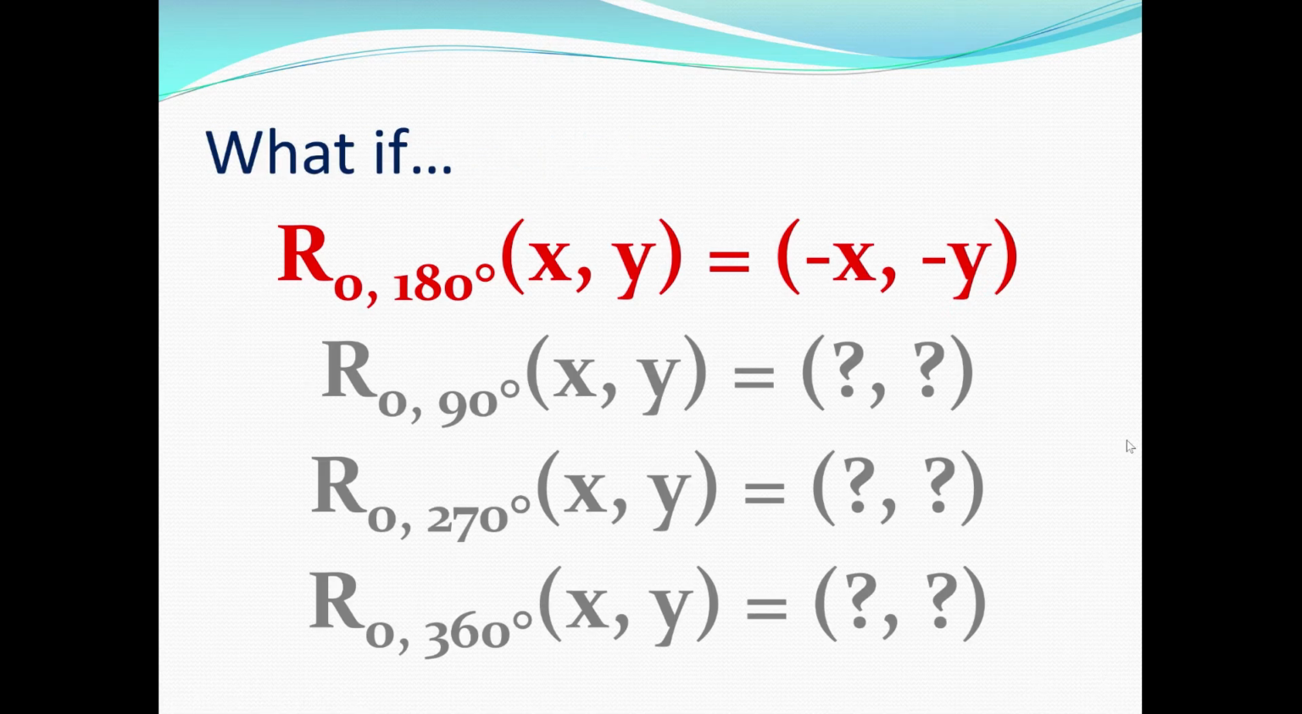So what if we have different angles now? For example, what if we rotate a point (x, y), again over the origin, by 90 degrees or 270 degrees or 360 degrees? What will be the image in this case? And that's something you can maybe think about. If you want, you can pause the video and think about what the images should be here.